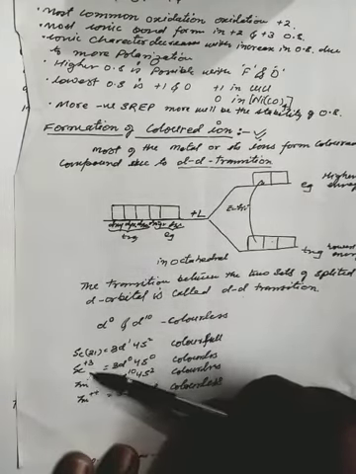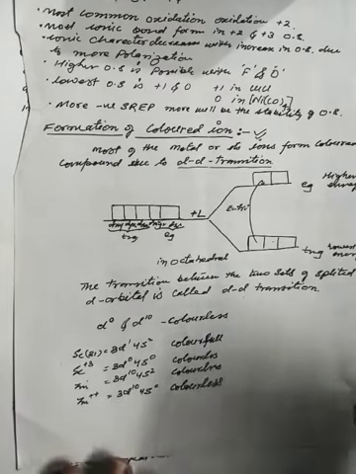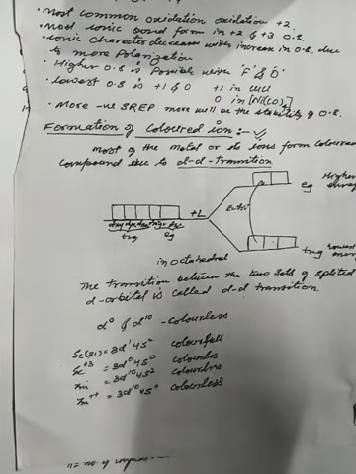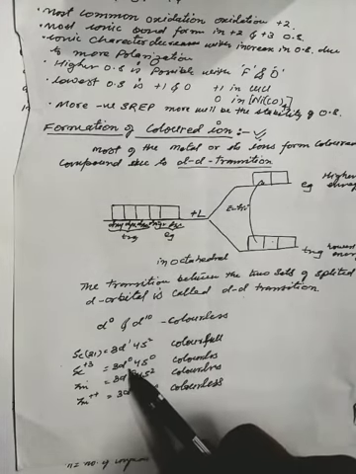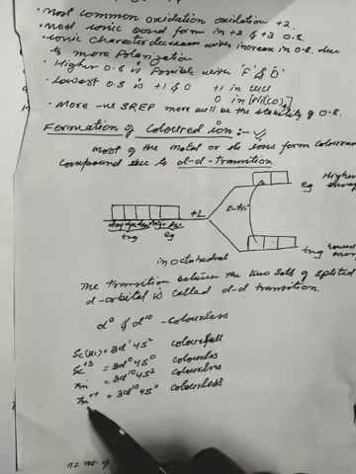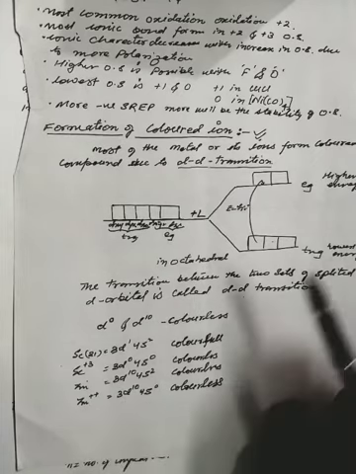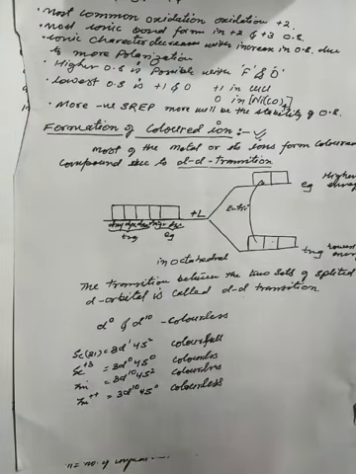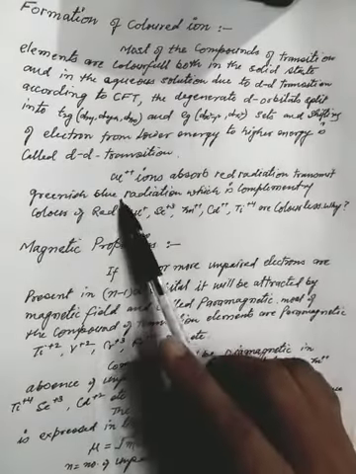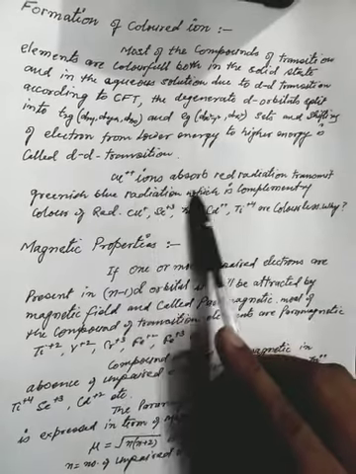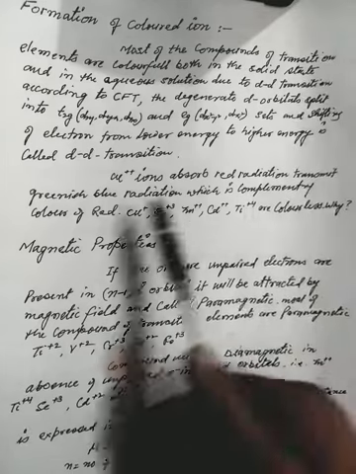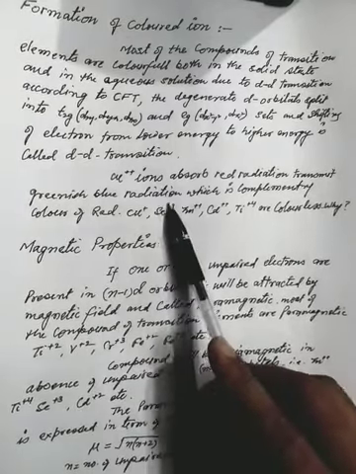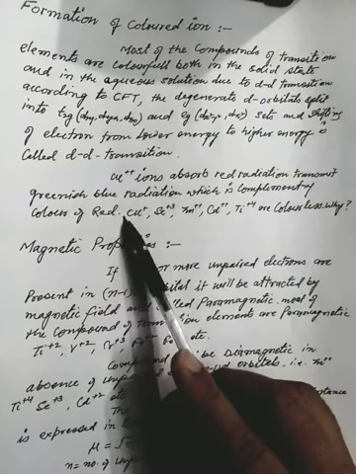The Sc3+ and Zn2+ compounds will be colorless due to, in Sc3+, absence of any electron, and in Zn2+, no available space to delocalize, right? Now we talk about Cu2+ ion. Cu2+ ion absorbs red radiation and transmits greenish blue radiation, which is the complementary color of red.